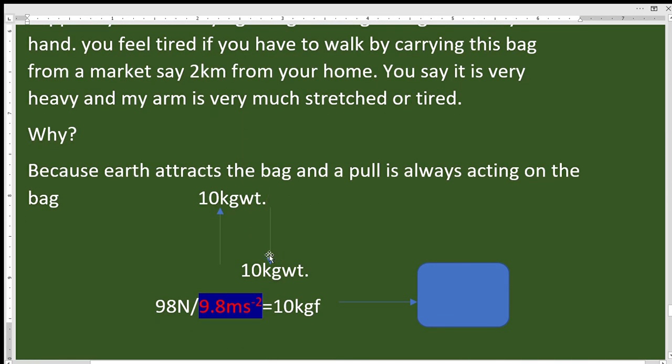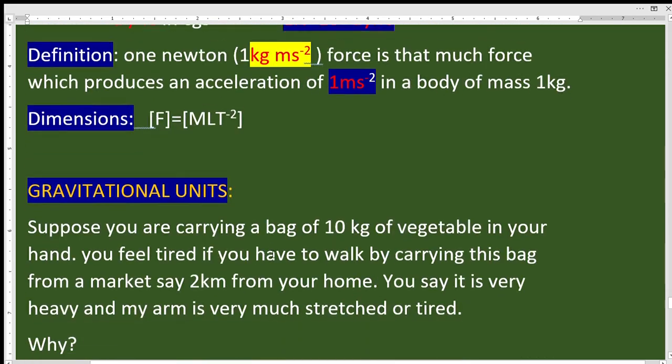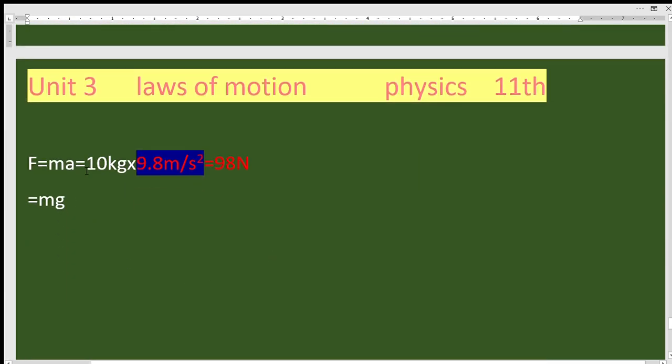So from this formula, we had a formula. We'll again write this formula: F is equal to ma. From this formula you can find that a is equal to F over m. So you have acceleration is equal to force divided by mass.